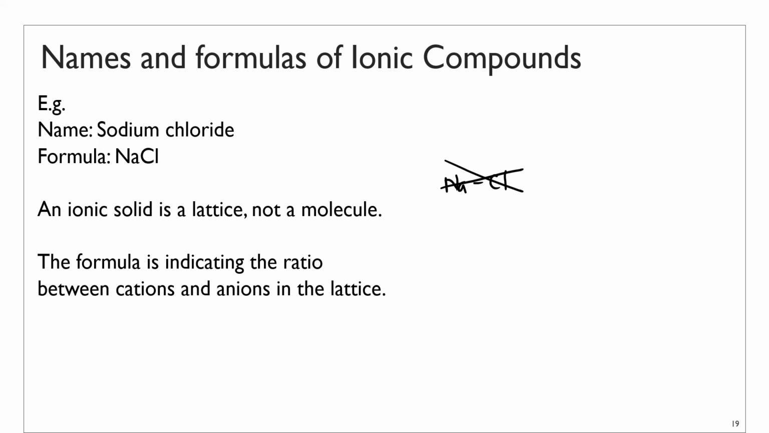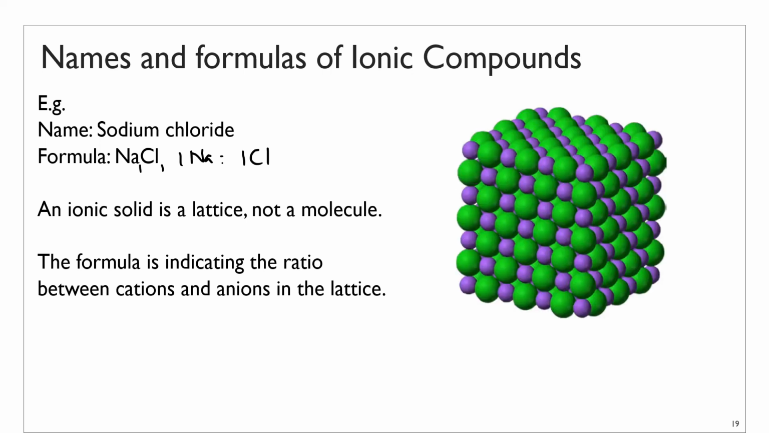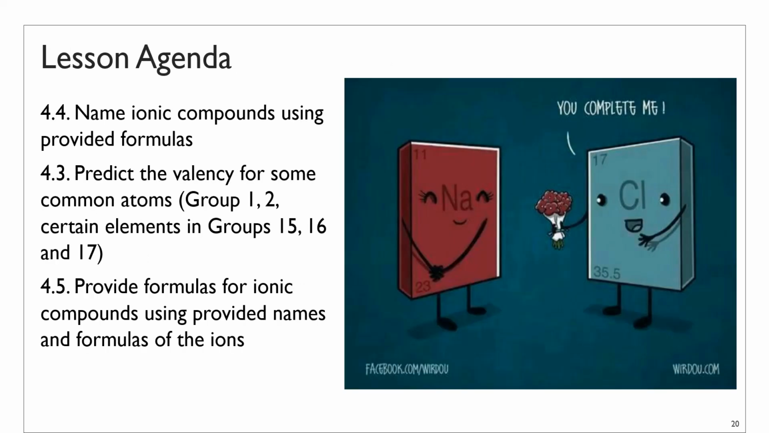So if the formula is NaCl, it's the same as 1 Na for every Cl. The subscript is 1, it's just not shown. That's just an indication of the ratio between the cations and anions, not an indication that this exists as a molecule or something like that. It's actually a lattice, which hopefully you remember from last lesson. We're going to make a comparison between this and the other substance that we're going to learn next week, which is actually a molecule. But an ionic compound is not a molecule. It's very important to remember that.